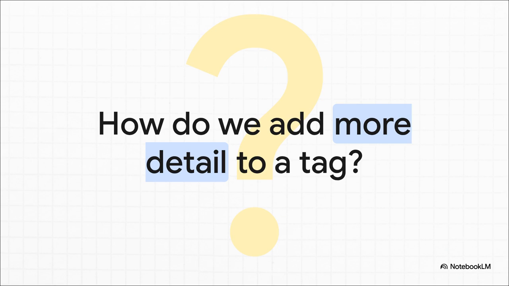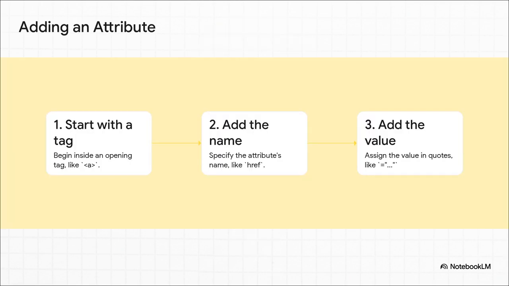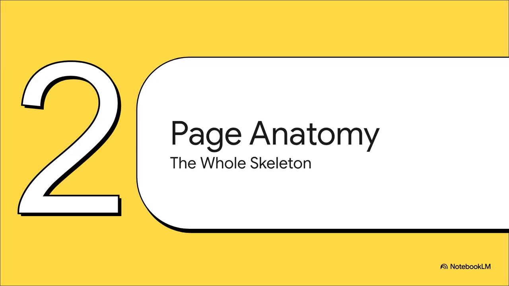But what if we need to give it more specific instructions? Like, what if we want to make that paragraph a clickable link? For that, we're going to need to add a bit more detail. And that's where attributes come in. Attributes are just extra little pieces of information that you tuck right inside the opening tag. The format's super simple. You've got the attribute's name, like href for a link, then an equal sign, and finally the value you want to give it, wrapped up in quotes. That's it.